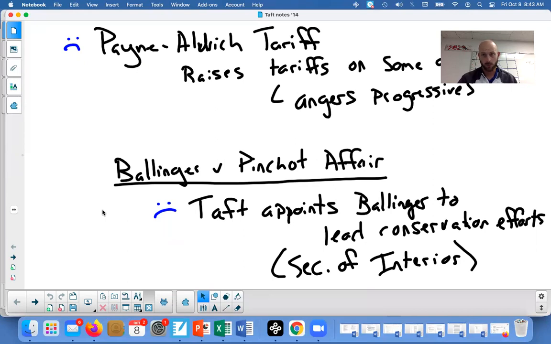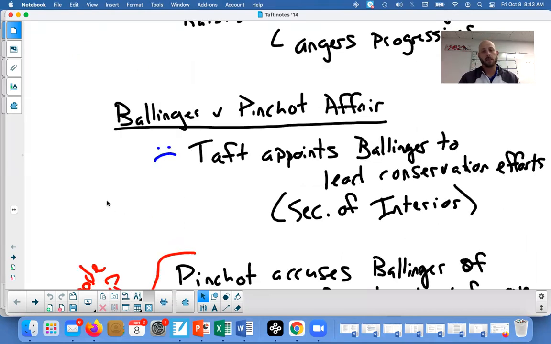because they're the most efficient way to make sure that the forests don't die, because why would they kill their own source of lumber, right? Timber. Ballinger disagrees. He wants the government to be managing those kinds of things, right? So Pinchot is mad that he's fired.